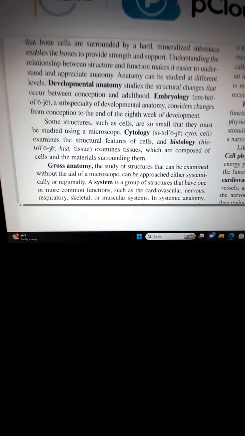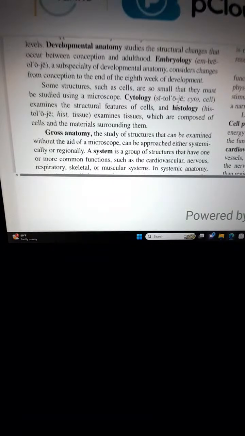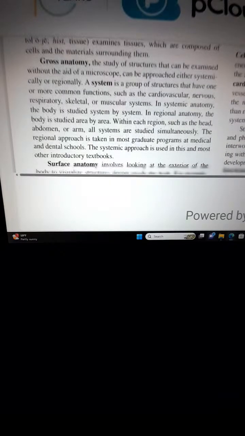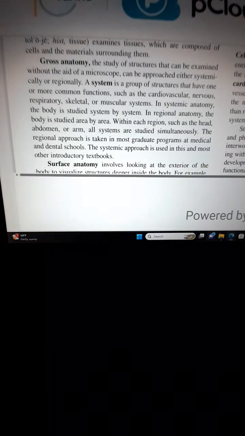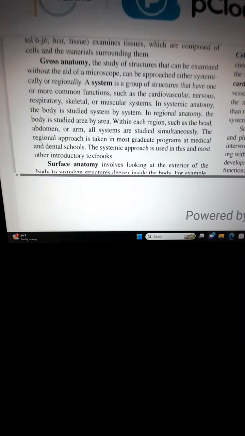Now, gross anatomy studies the structures that can be examined without the aid of a microscope. And which ones are those? You've got the skeletal muscle, the heart, the lung, the liver, all these things.